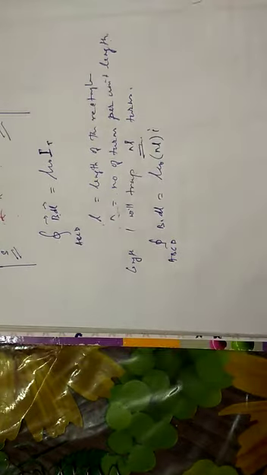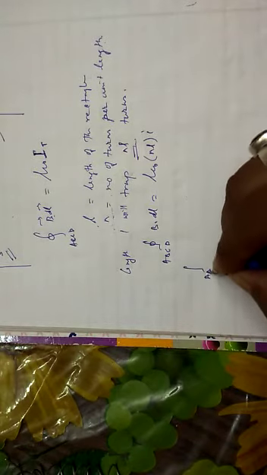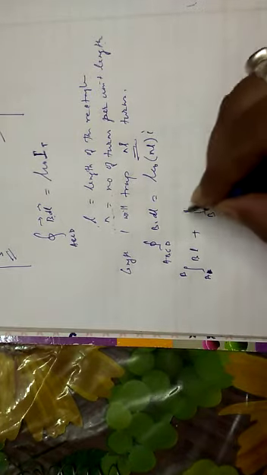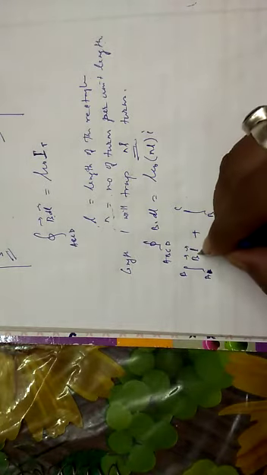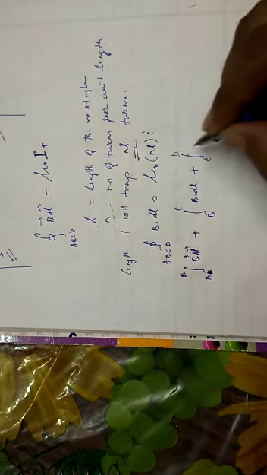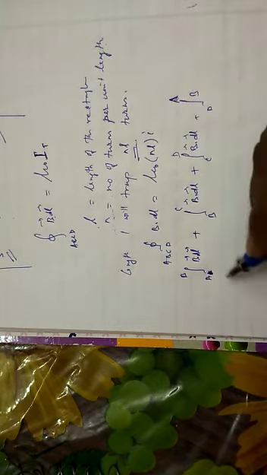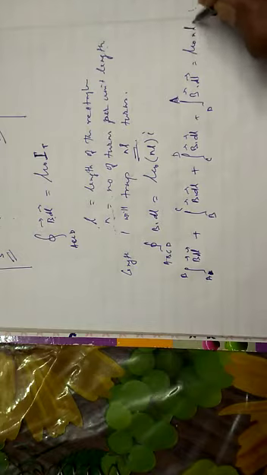Now we are breaking up the integral of B dot dL. Going around ABCD, from A to B, B dot dL, plus from B to C, B dot dL, plus from C to D, B dot dL, plus from D to A, B dot dL, all vectorial, must be equal to mu naught nLI.